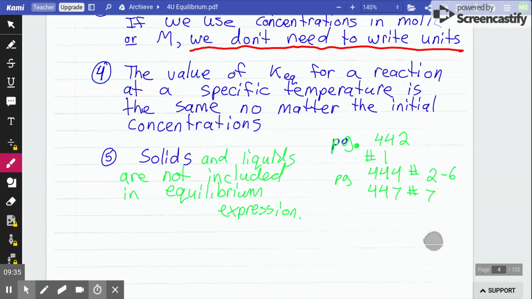So to do some practice, I have some right here for you. You're going to go page 442, number 1, 444, 2 to 6, and 447, number 7. And I will do a couple of these equilibrium expression questions with you in class. That's it.